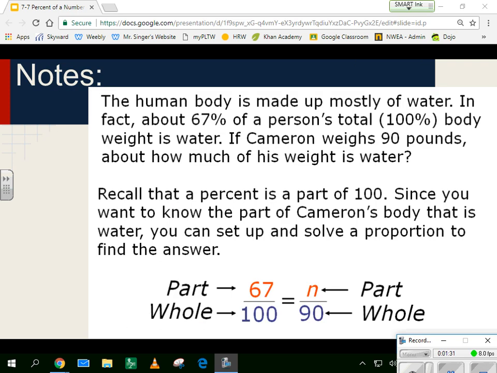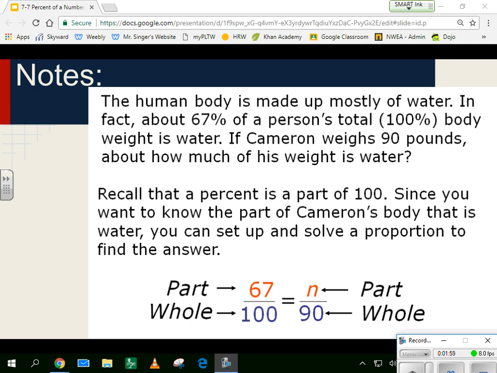Here's a scenario that will deal directly with what we're learning today. So, you may know this already, but the human body is made up of mostly water. Yeah, you're mostly a water machine. In fact, about 67% of your body, of the total which is 100%, weight is in water. So you have a lot of water weight. So if Cameron weighs 90 pounds, about how much of his weight is water?